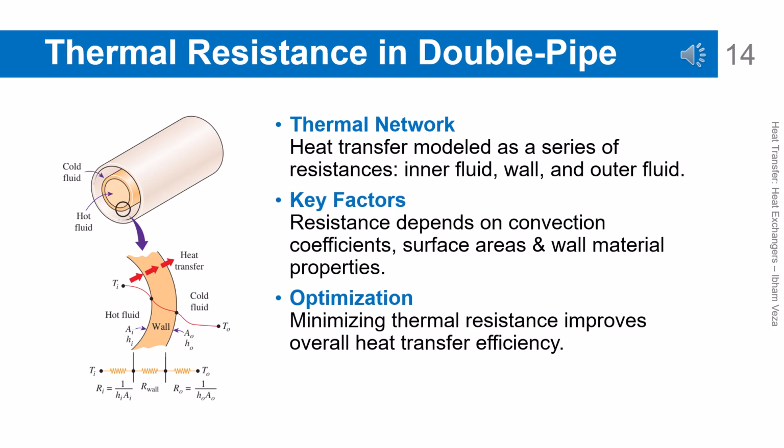Thermal resistance in double pipe heat exchanger. Heat transfer in a double pipe heat exchanger can be modeled as a series of thermal resistances. These resistances consist of convection on the inner side, conduction through the pipe wall, and convection on the outer side. The magnitude of the resistance depends on convection coefficients, surface areas, and material properties. The smaller the total thermal resistance, the larger the heat transfer rate. This concept is very important in heat exchanger analysis and design optimization.